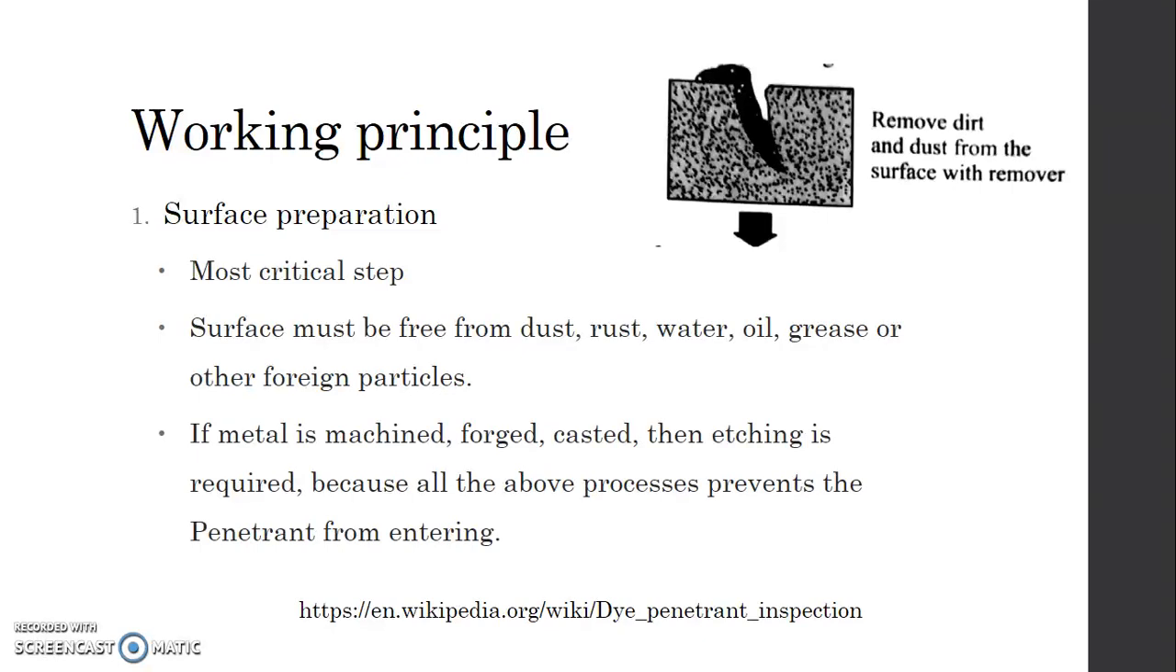The first and foremost thing is we have to clean the surface before doing the liquid penetrant testing. We can do it for forged components or cast components, right? For forged and cast components, etching is required, because after a lot of processes, once all the processes are finished, it comes to testing. So etching is very important to prevent the penetrant from being blocked from entering.